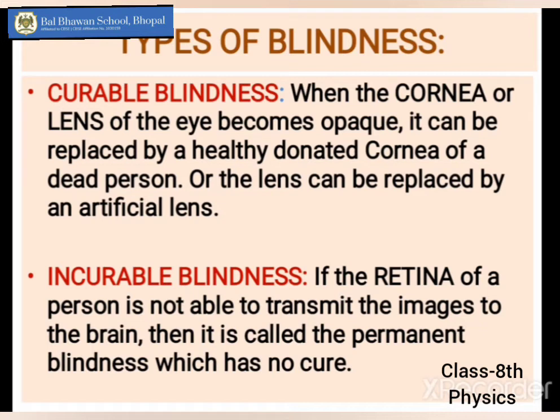In this case, either of the two things can happen: the cornea, which is the transparent tissue present in the front of the eye, becomes opaque, or the crystalline lens, that is the double convex lens, becomes opaque. Either way, both are replaceable.